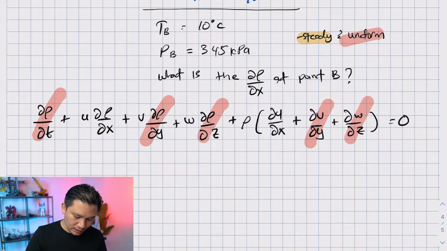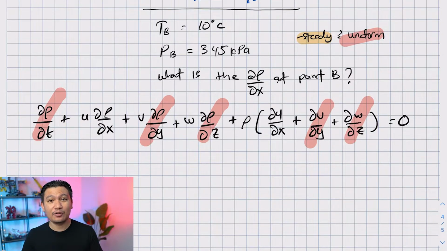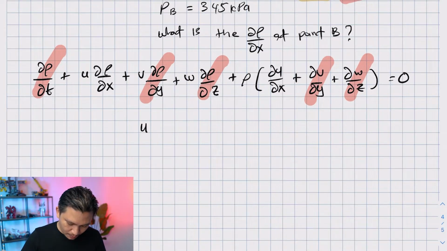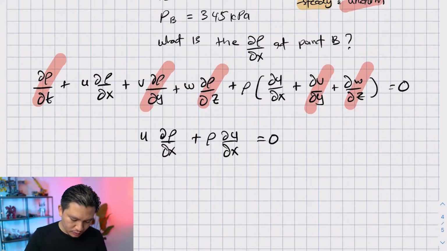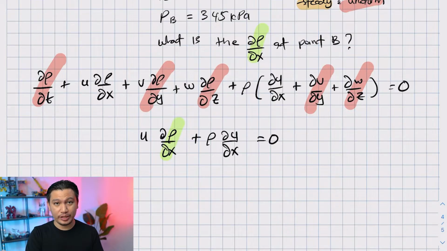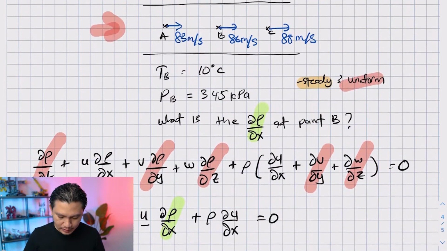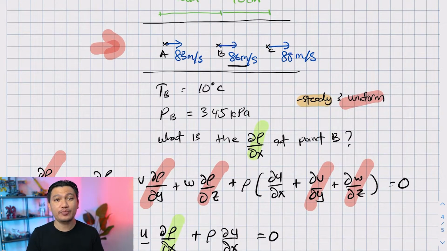So what remains now is everything that is related with changes in the x direction. What we have here is u del rho over del x plus rho del u over del x, and this is equal to 0. Do you remember what we need to look for? We need to look for del rho over del x at point B. From this equation, you already know a few things. First of all, you know what u is at point B, right? At point B, the velocity is 86 meters per second.